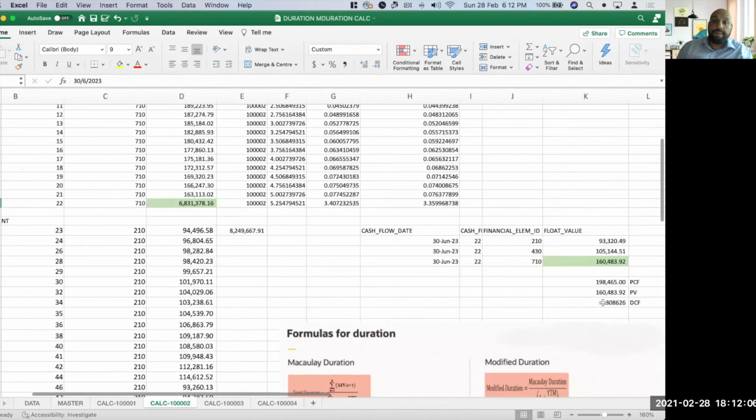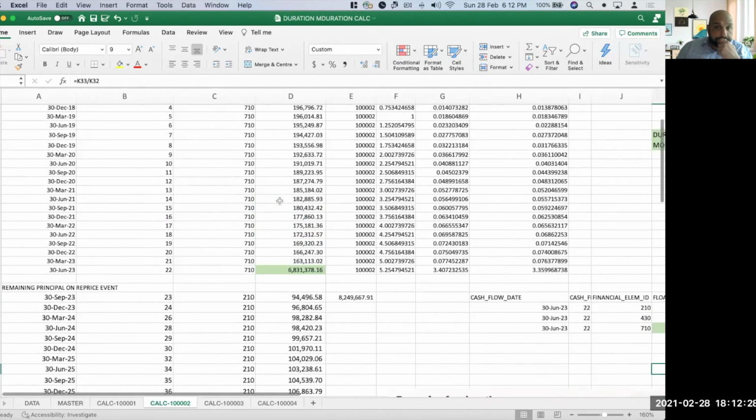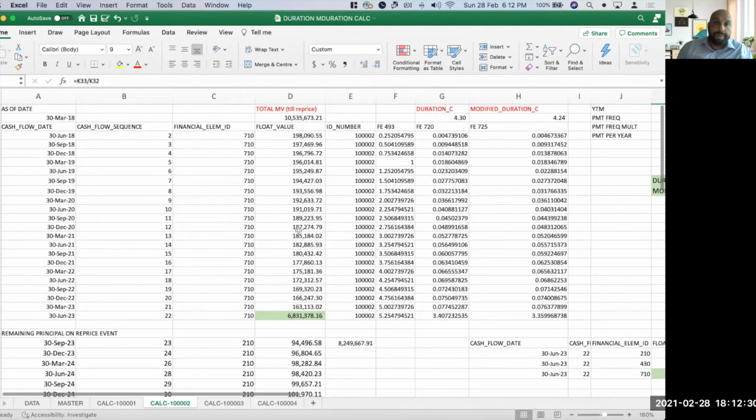So we determined the discount factor, and we would add the value that is generated as of 30th of June 2023 and the principal amount of 8.249 million discounted by 0.808626 to bring it to today's value as of the 30th of June 2023 cash. Now, the rest of it remains the same.